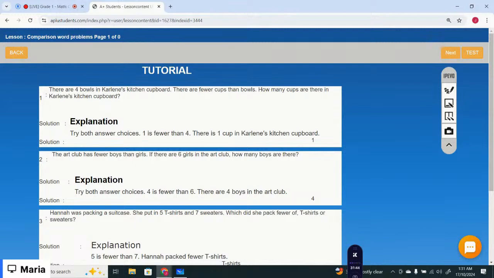There are four bowls in Carlene's kitchen cupboard. There are fewer cups than bowls. How many cups are there in Carlene's kitchen cupboard?